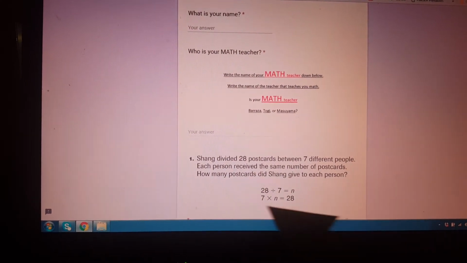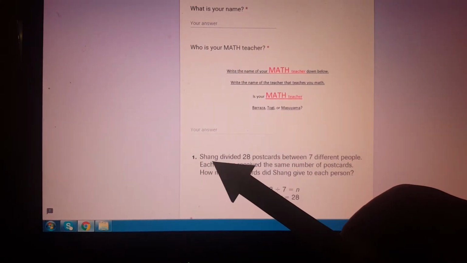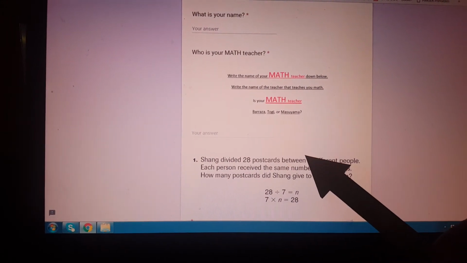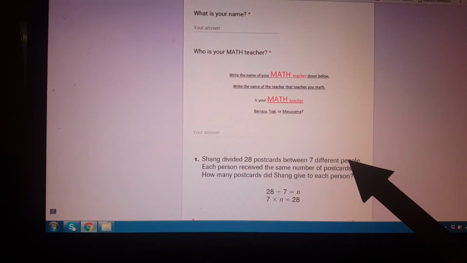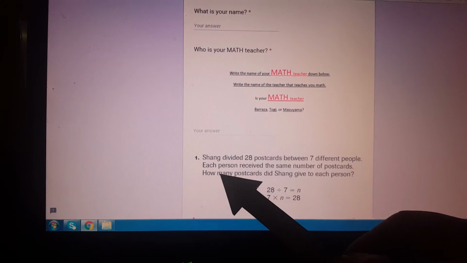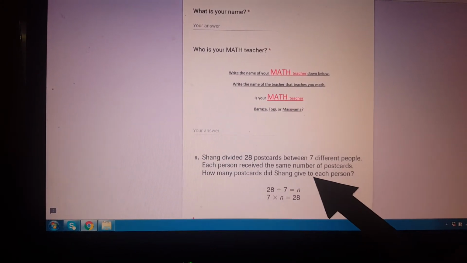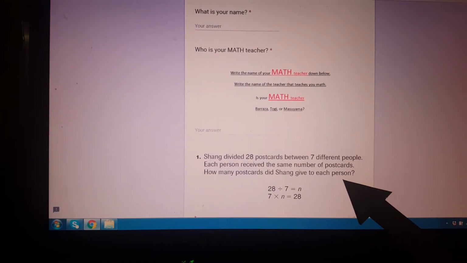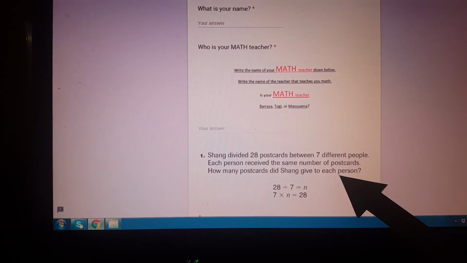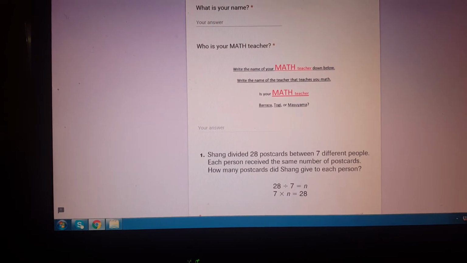I'm going to start with number 1. Number 1 says Shang divided 28 postcards between 7 different people. Each person received the same number of postcards. How many postcards did Shang give to each person? Remember to use your cube strategies.